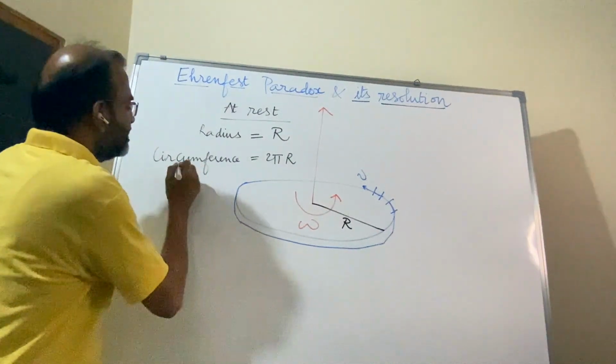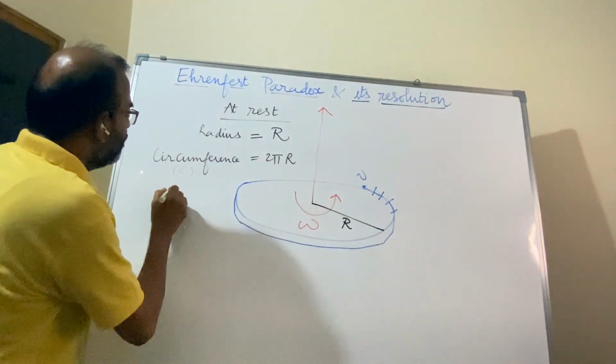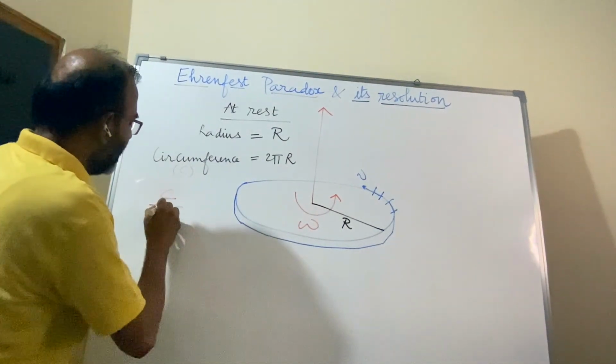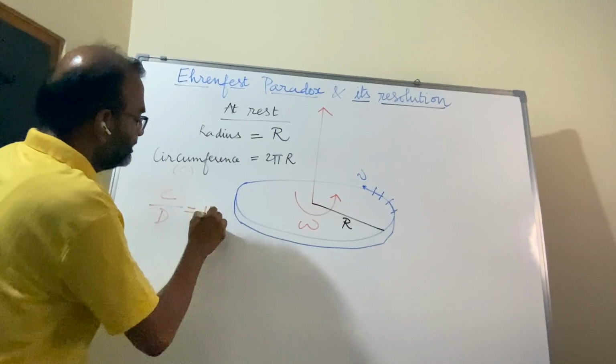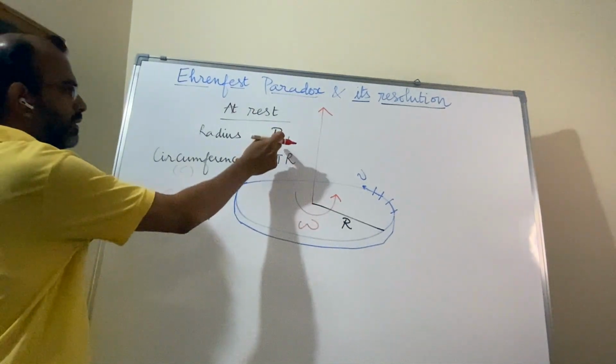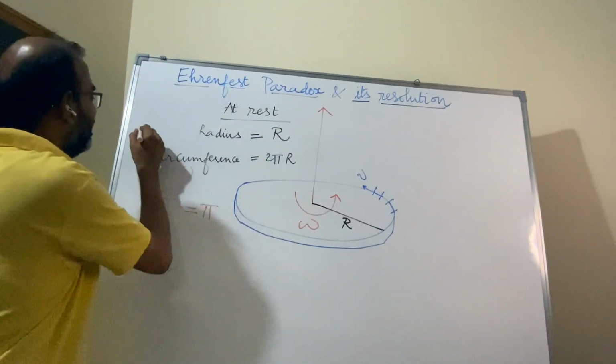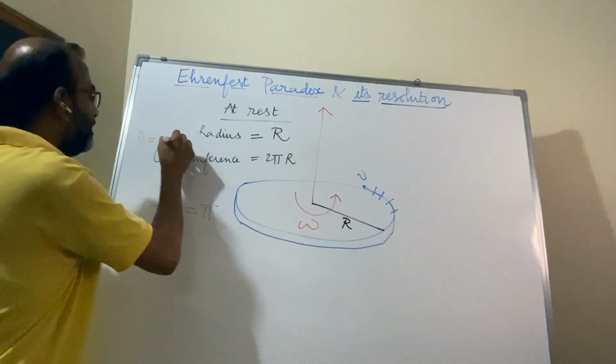If that happens, one can clearly see that, let us call the circumference C. When the disk is at rest, the ratio of the circumference to the diameter is equal to pi: 2 pi r over 2r. D is 2r. The diameter of the disk is 2r, right?